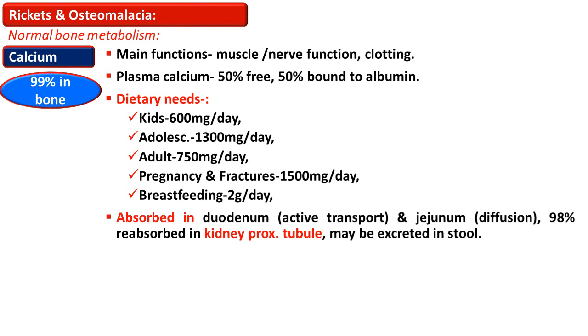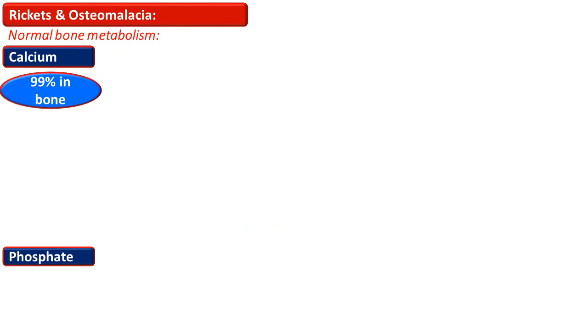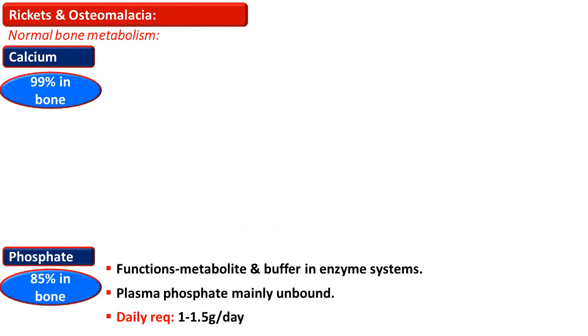It is maximum during breastfeeding, that is 2 gram per day. This calcium is absorbed in the duodenum, where it is absorbed by active transport, and in the jejunum by diffusion. And 98% of this calcium is reabsorbed in the proximal kidney tubules, and the rest can be excreted in the stool. Phosphate: 85% of the phosphate of the body is in the bone.